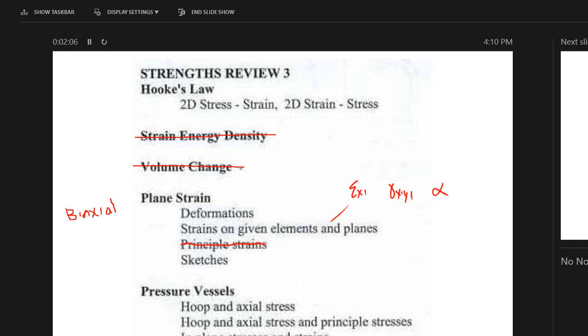So that's biaxial. And then, again, when I say in plane, that means biaxial is what it means.